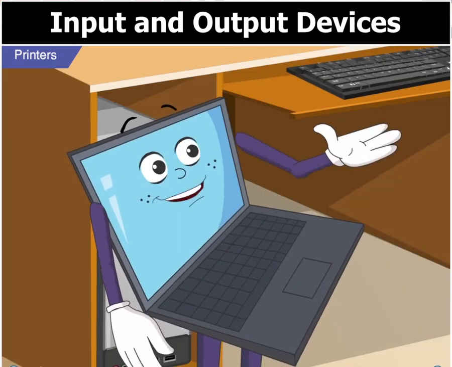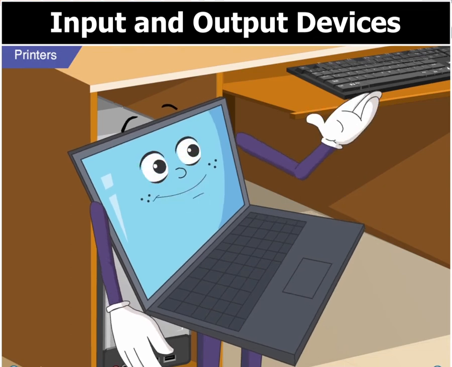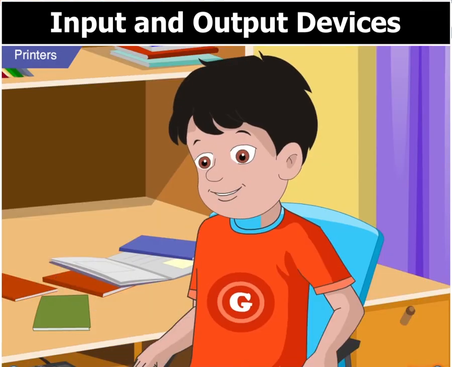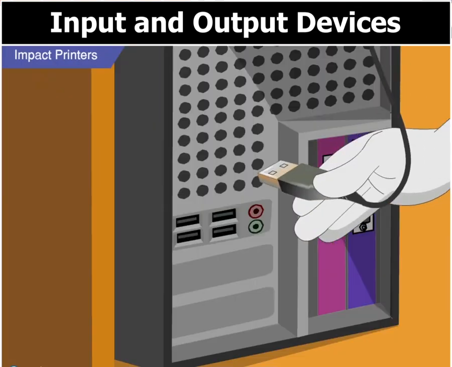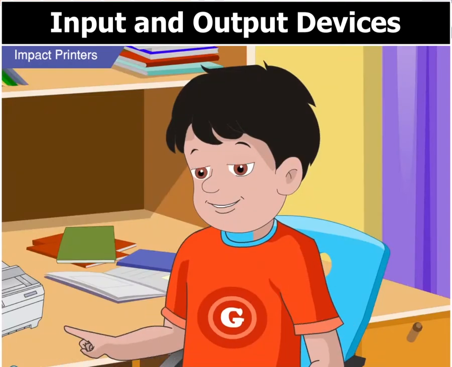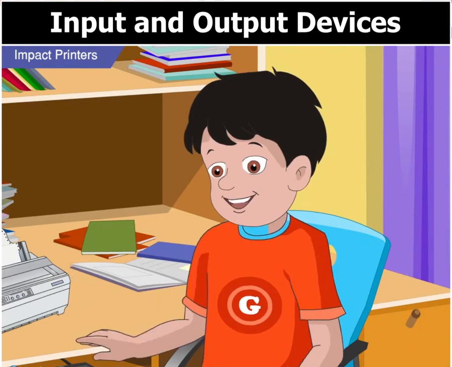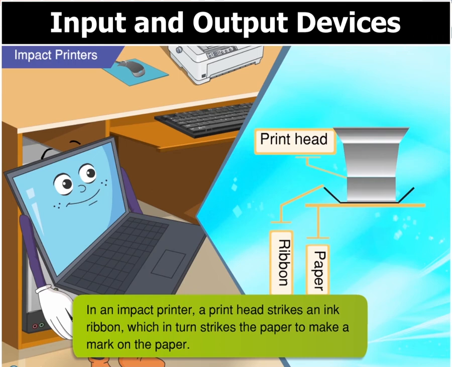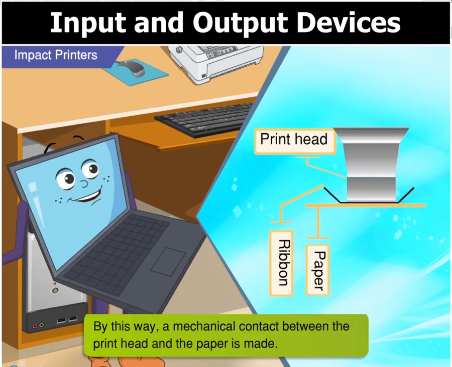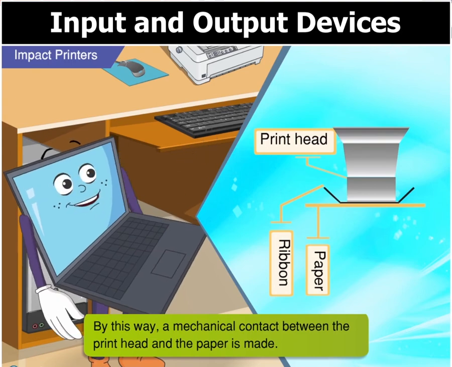No, Goggle, not exactly. To know more about printers, you will have to know what actually happens inside a printer. That's a good idea, Toggle. This is an impact printer. Wow! Look, it has a part that is called the print head. What does it do, Toggle? A print head strikes an ink ribbon, which in turn strikes the paper to make a mark on the paper. In this way, a mechanical contact between the print head and the paper is made and the paper is printed.